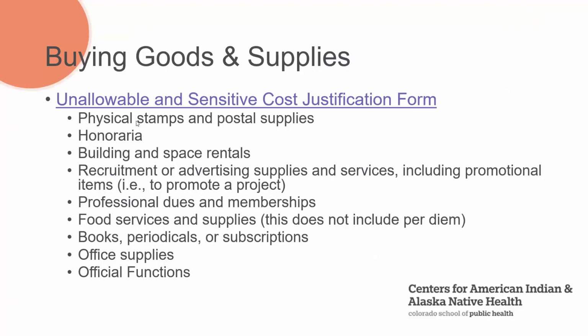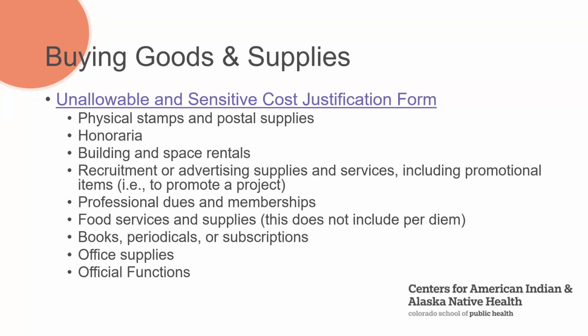And just to make sure that I've gone through every item to give you more context for these items. We've gone through stamps and honorarium. Building and space rentals are usually not allowed. They need to be written in, and then recruitment or advertising supplies and services need to be written in as well. They're usually not allowed, and they need to be specific to the use of the purpose of the project. Professional dues and memberships are very rarely allowed. So even if you're going to a conference that is written into your budget, and you get a cheaper conference price if you buy a membership, that membership still cannot go on a federal project.